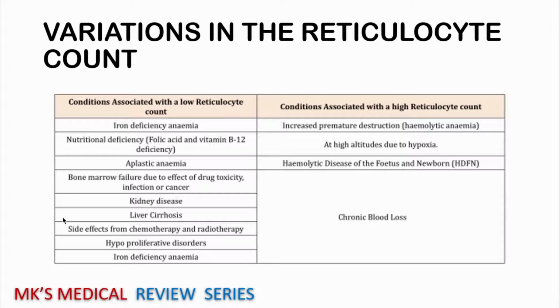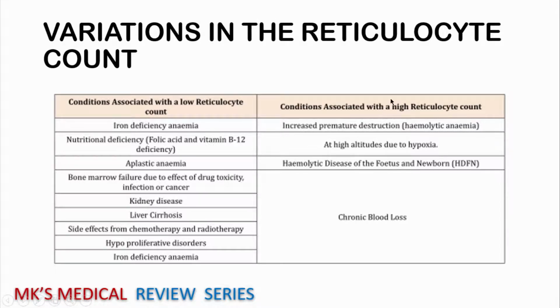You may get some variations in the reticulocyte count, so you may have conditions that are associated with a low reticulocyte count, such as iron deficiency anemia, nutritional deficiencies such as folate, vitamin B12, aplastic anemias, bone marrow failure, which is often due to the effect of drug toxicity, infections or cancers, kidney disease, liver cirrhosis, side effects of chemotherapy and radiotherapy, hypoproliferative disorders.